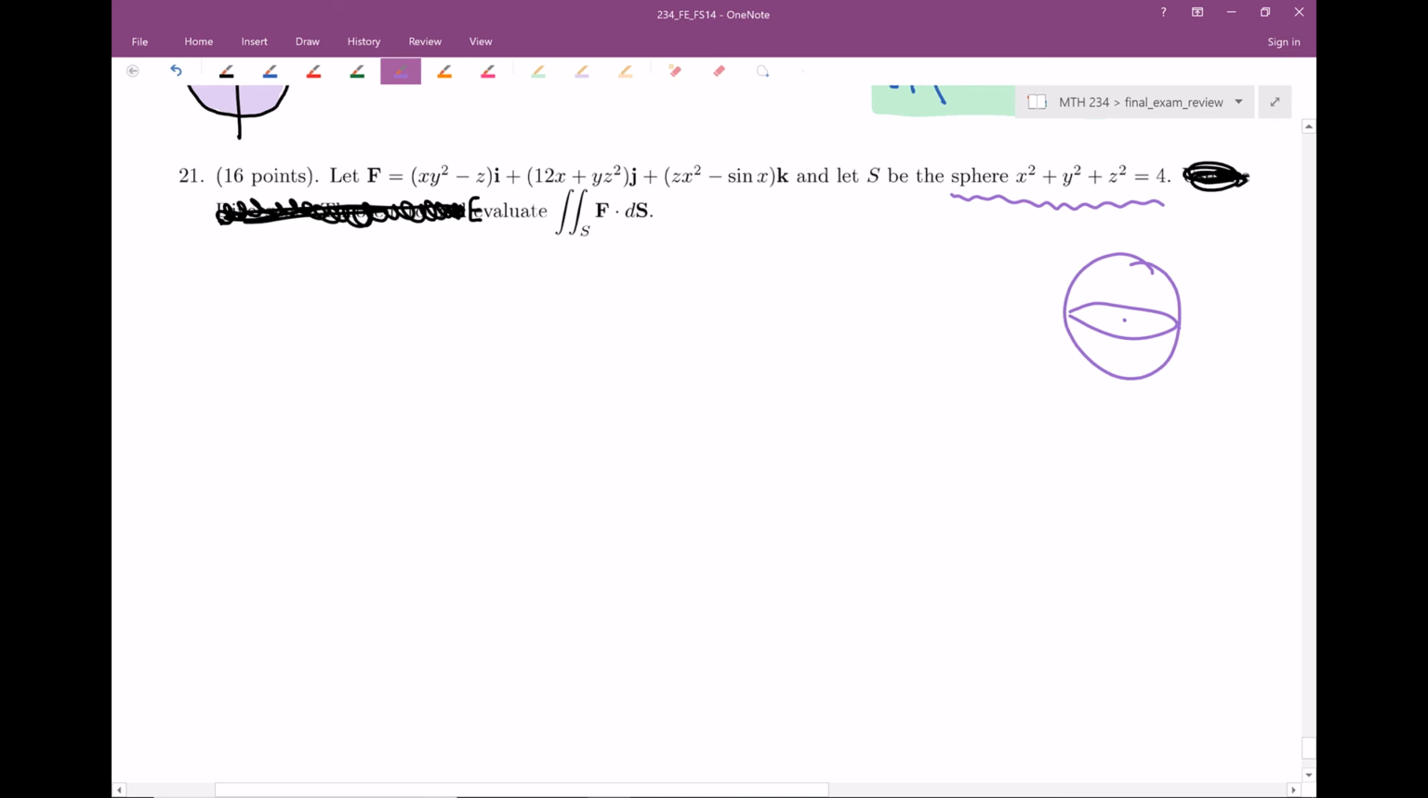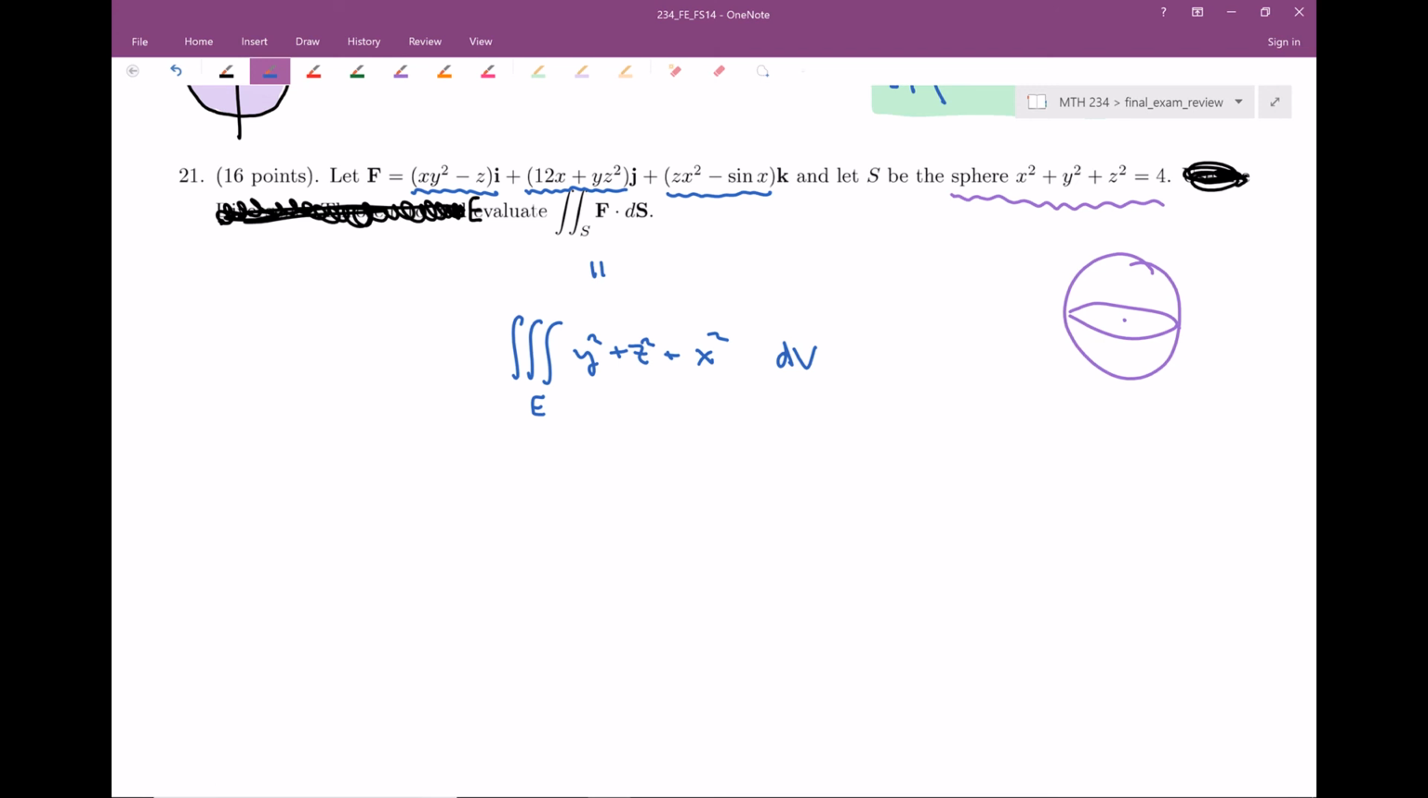So we can trade in this surface integral for the triple integral of div of F dV, over the three-dimensional region. Let's calculate the div of F. I'm going to take the partial derivative of the first component with respect to x, the partial derivative of the second component with respect to y, and the partial derivative of the third component with respect to z. Y squared plus z squared plus x squared.